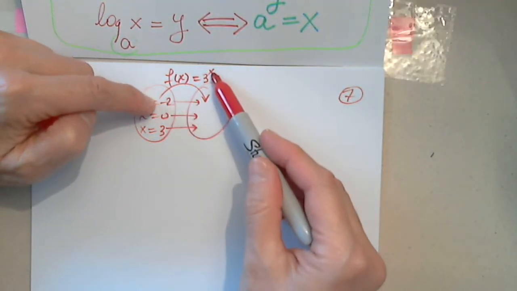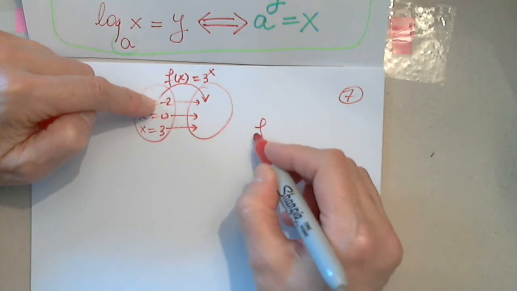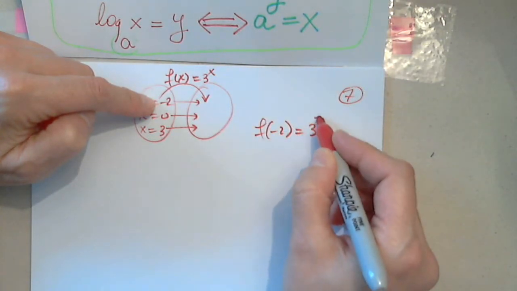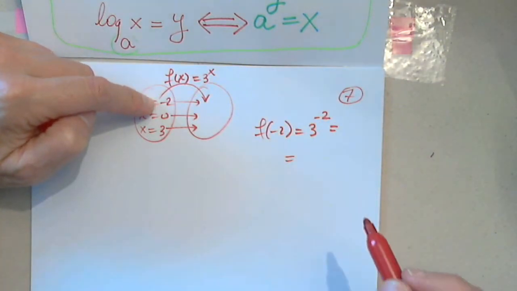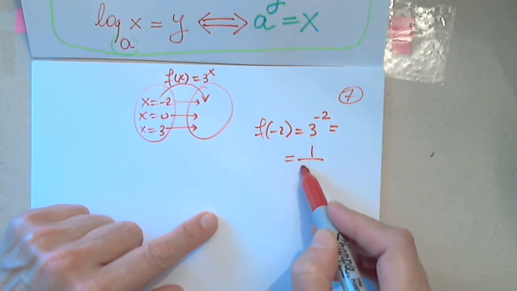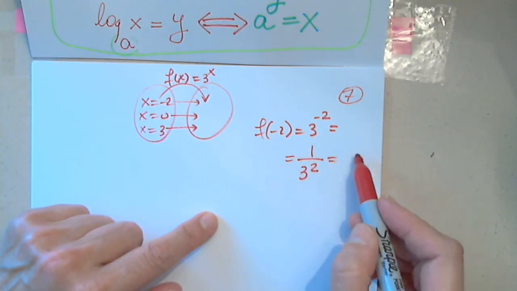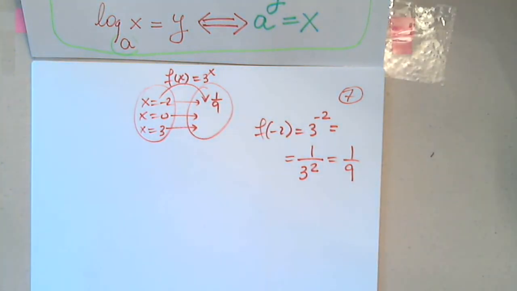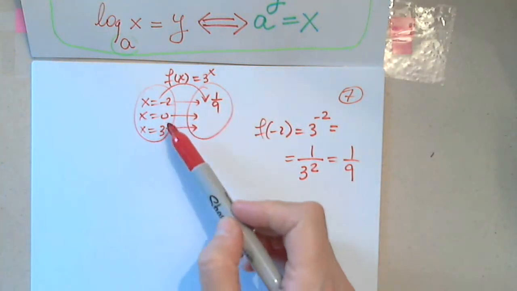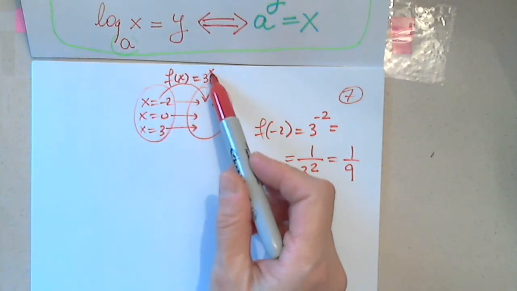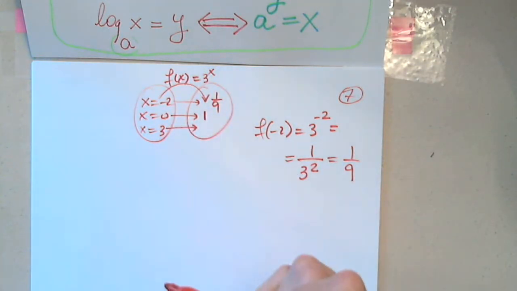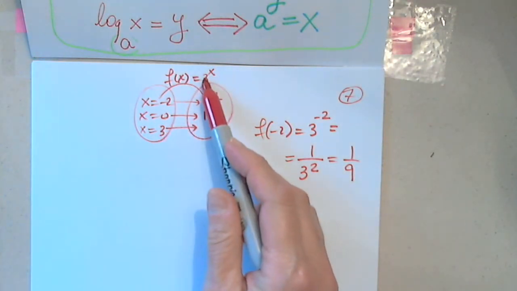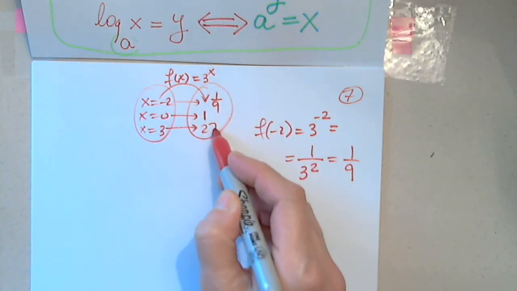So if x is -2, f of -2 will be 3 to the -2, which we know is 1 over 3 squared, which is 1 over 9. When I plug in 0, 3 raised to 0 is 1. When I plug in 3, 3 raised to the third power is 27.